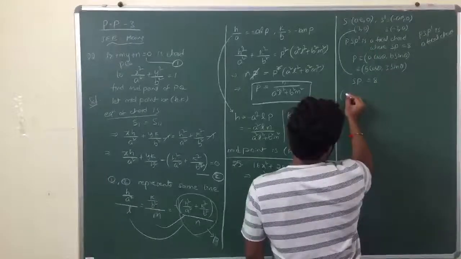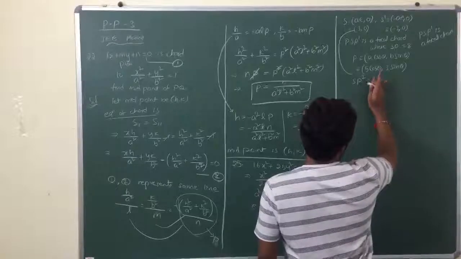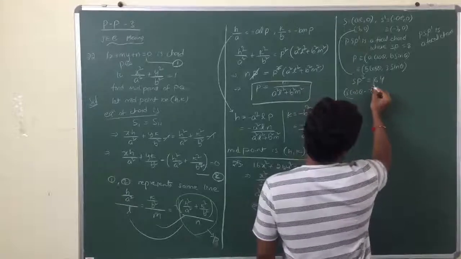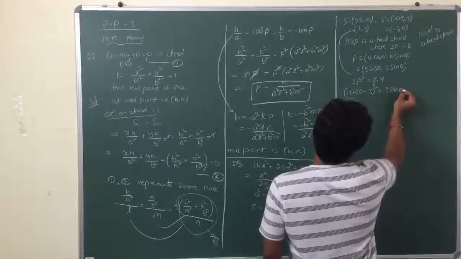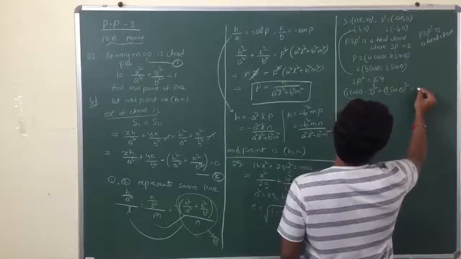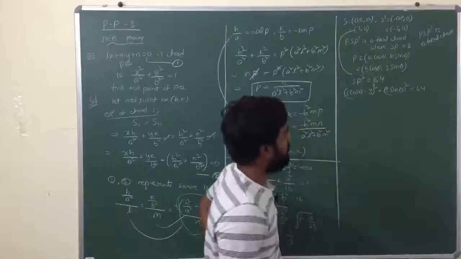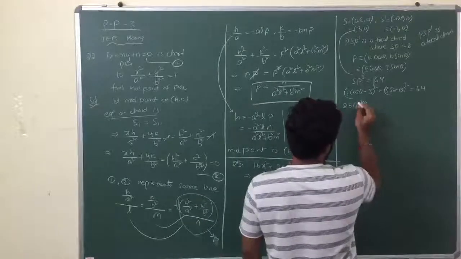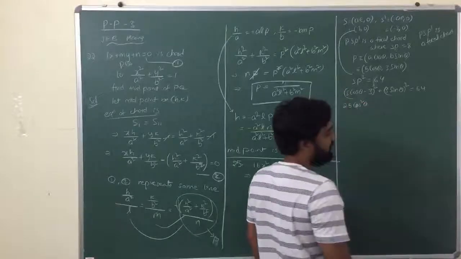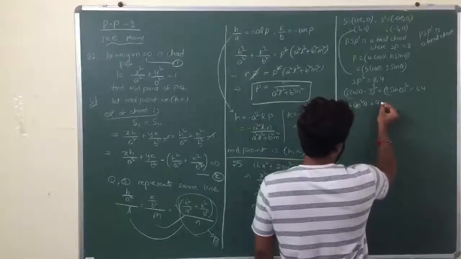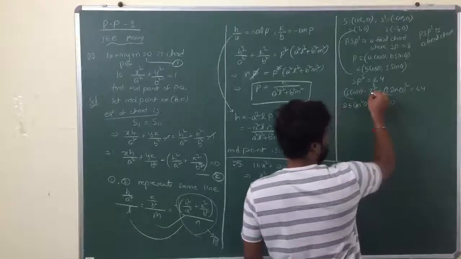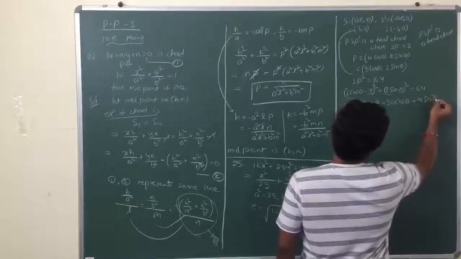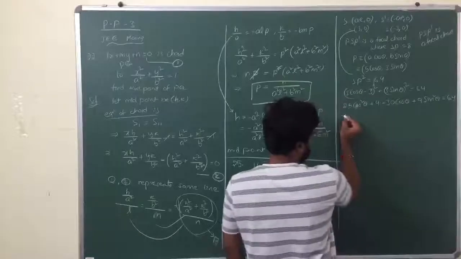So SP square is equal to 64. Now 5 cos theta minus 3 whole square plus 3 sin theta whole square is equal to 64. Now solve it. 25 cos square theta plus 9 minus 15, 5 3s are 15 into 2, 30 cos theta plus 9 sin square theta is equal to 64.